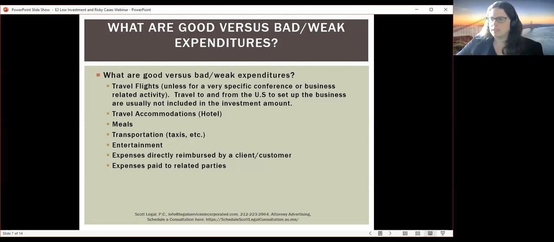Transportation, entertainment. If you're paying out initially and it's going to be directly reimbursed by a client, they may not view that as at risk. And then expenses paid by related parties. So let's say you own two companies and you pay one of your companies to do some work. If you're the sole owner of each of those companies, they're not going to look on that favorably. Or if you hire your husband, or your husband's company, those types of things can be much riskier to include and can weaken your case.